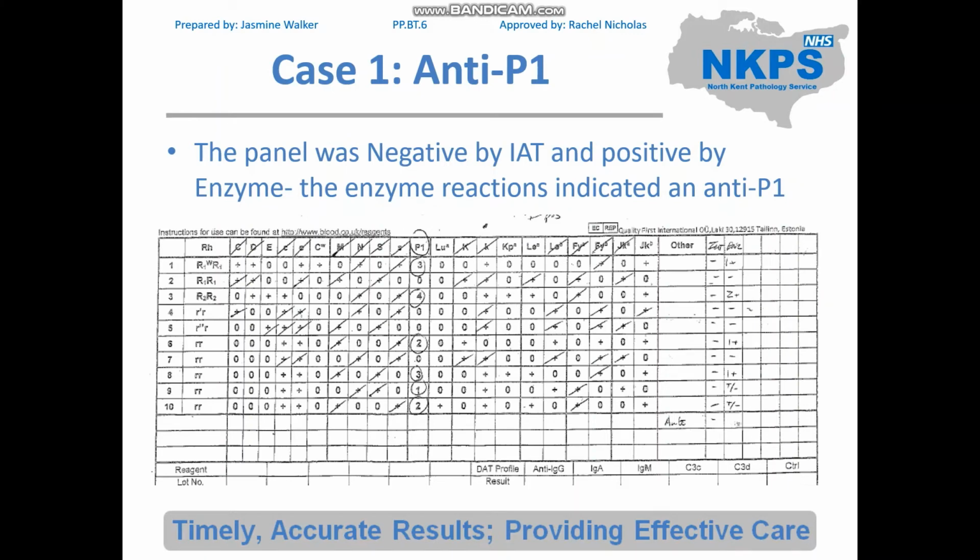The panel was negative by AAT but positive by enzyme, and this is where it gets interesting. The enzyme reactions indicated an anti-P1, so you can see the reactions aren't dead on what you would expect, they're weaker, but the differences between the reactions are very similar to what you would expect in a patient who has an anti-P1.